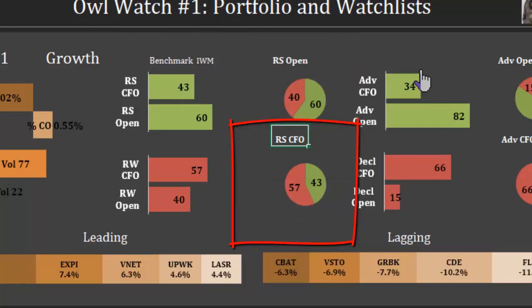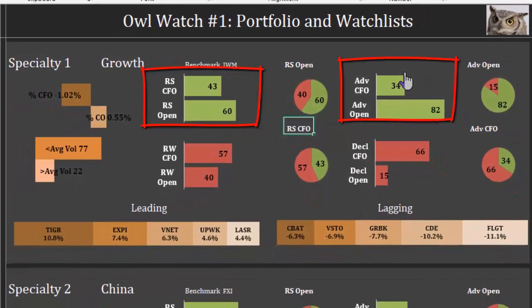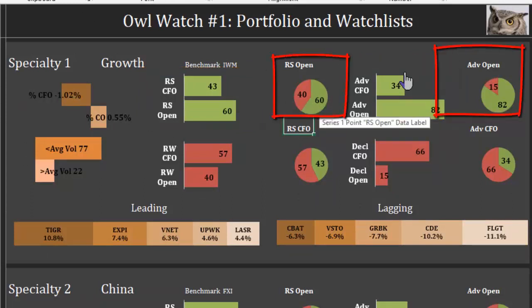These are absolutes. The bars are comparisons, and the little pie graphics are absolutes. So this is comparing the open versus changes from the open, where this is just the open compared to the open.